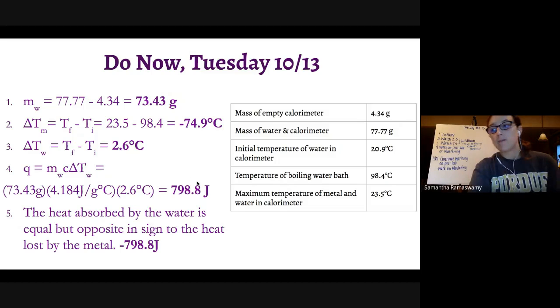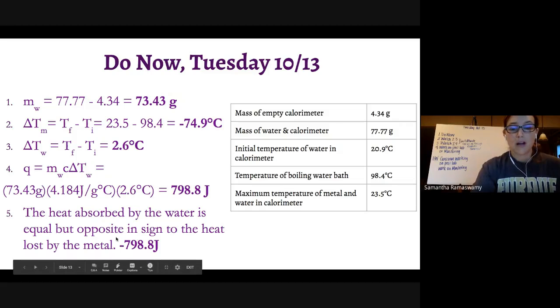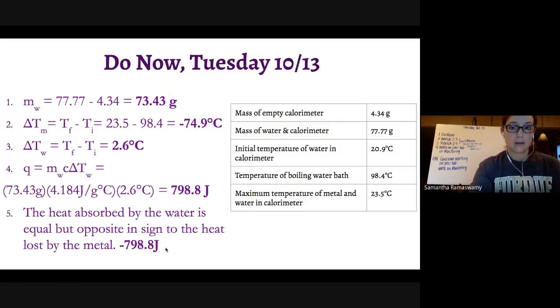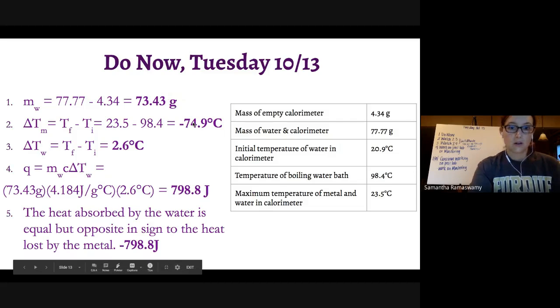And then number 5, what is the heat lost by the metal? Well, the heat that was absorbed by the water, we're assuming that there's no heat loss. So the heat that is absorbed by the water is equal but opposite in sign to the heat lost by the metal, because any of the heat that was absorbed by the water had to be lost by the metal. So for number 5, we'll just say negative 798.8 joules.